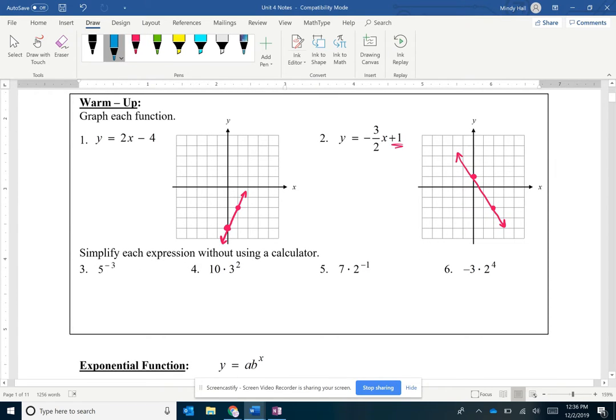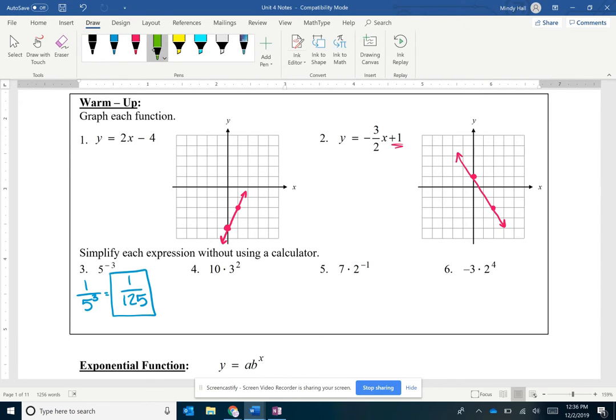So then for number 3, simplifying without a calculator, since this is 5 to the negative third, the negative exponent tells us that we need to move it down below, so it's going to be 1 over 5 cubed, and then that becomes 1 over 125, because 5 times 5 times 5 is 125. So then for number 4, we have 10 times 3 squared. Remember, order of operations, we do our exponents first, so this would be 10 times 9, which is just 90.